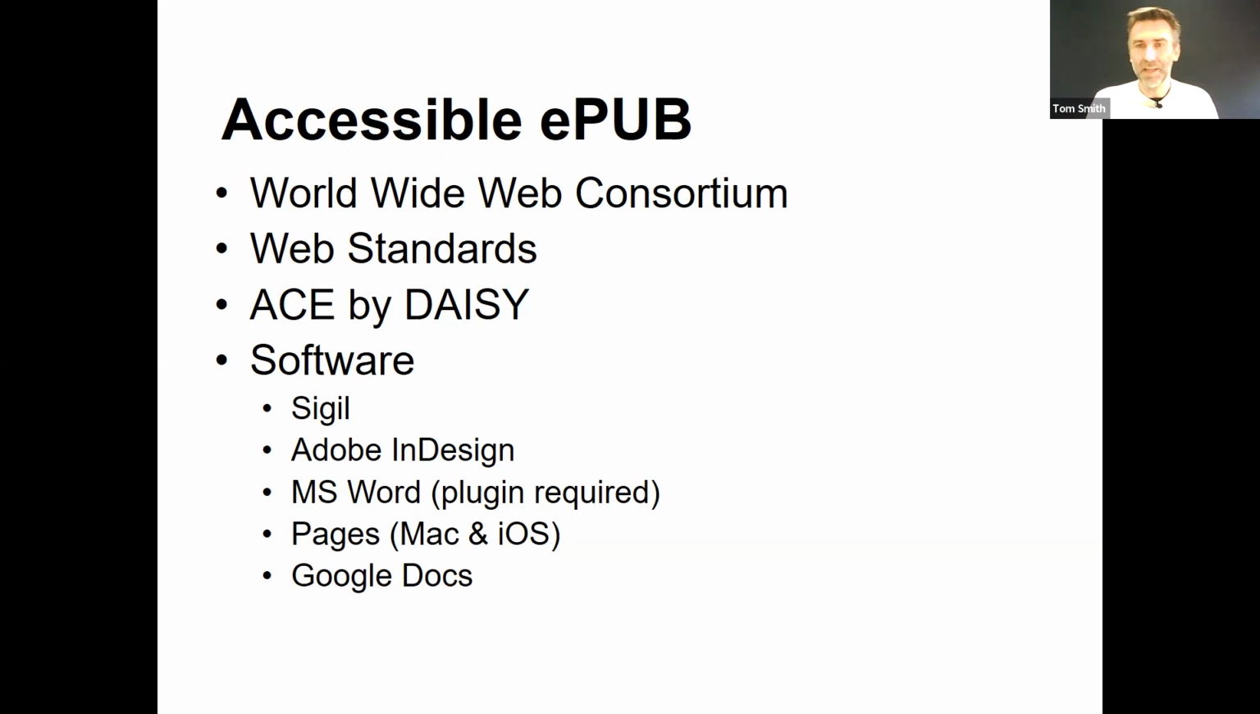Pages on a Mac and iOS also have Save as ePUB now, but they don't really have a checker built into it. And Google Docs also has Save as ePUB now. So it's really great. We're really big fans of the ePUB format, and we would like to be able to push it out a little bit more.